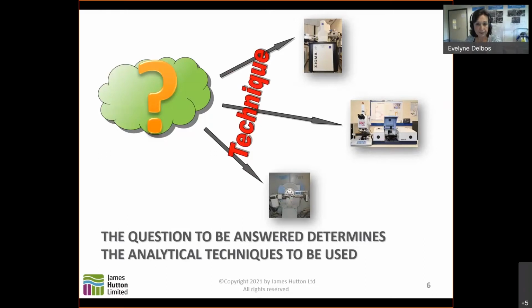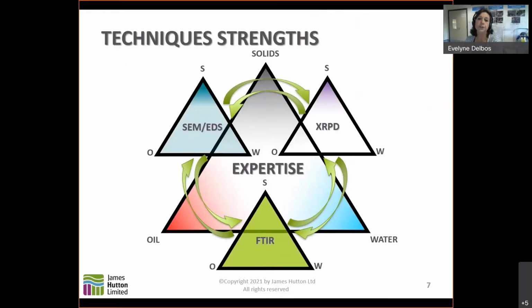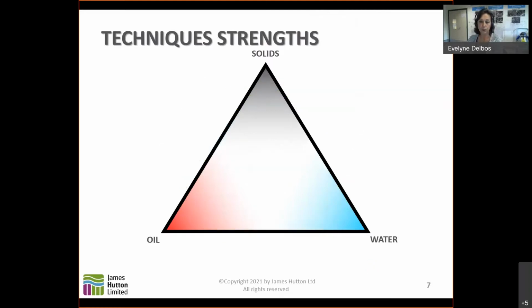So we started with this slide last time, and we finished up with this one, which is an illustration of the strengths of each technique that we want to present. So maybe just to summarize, basically you can see on this triangle that every sample that we receive will sit in this triangle with three poles: the solids, the water, and the oil, and anything in between will be mixed up.